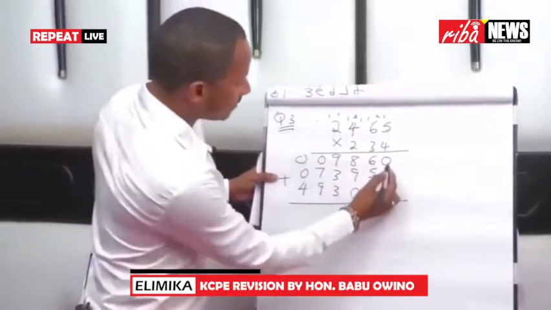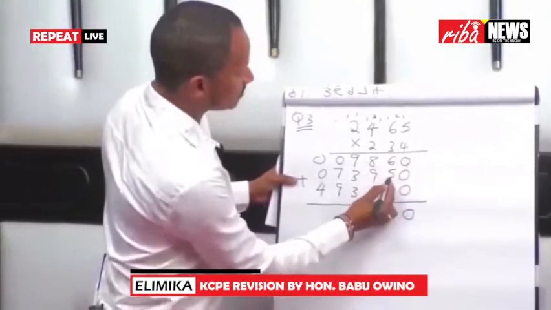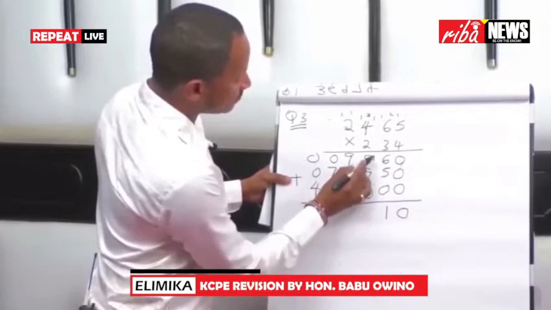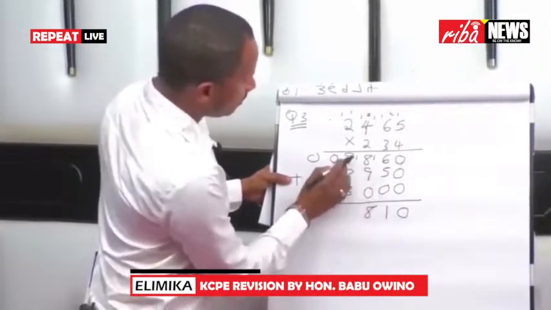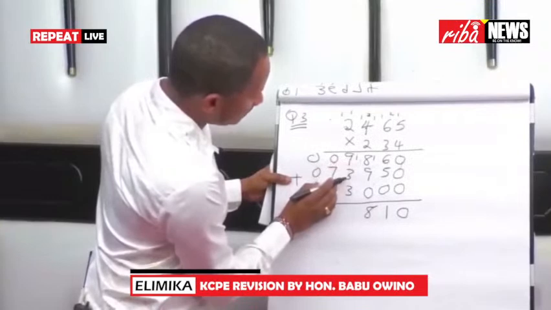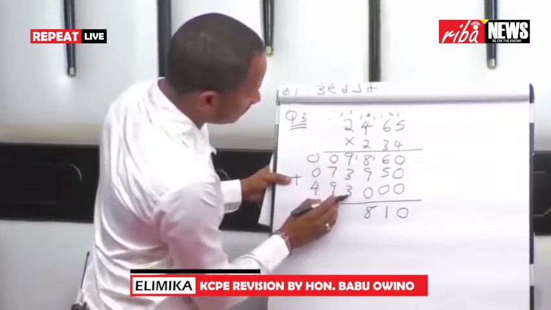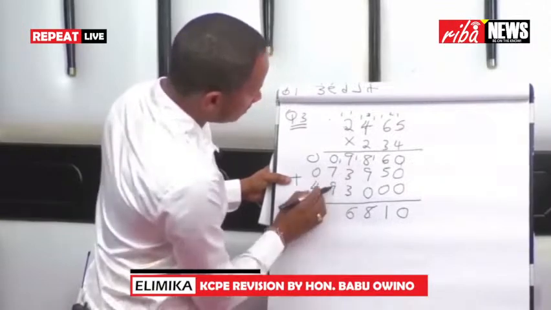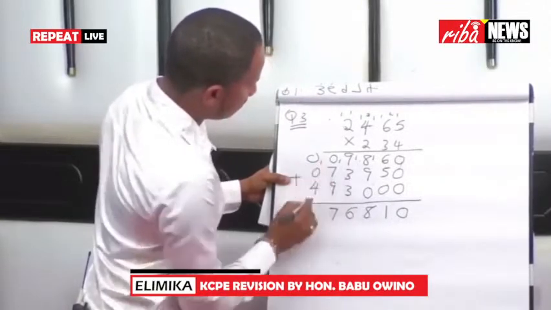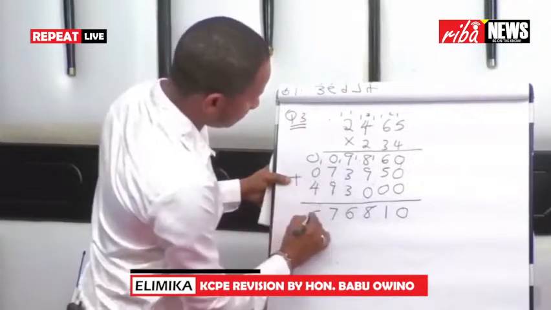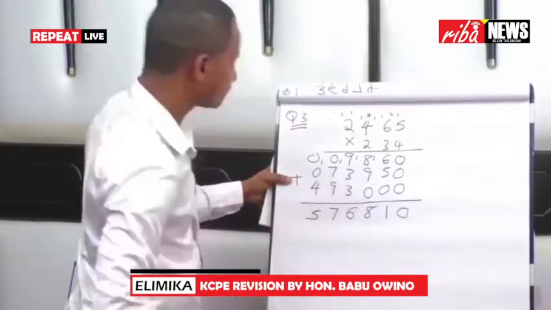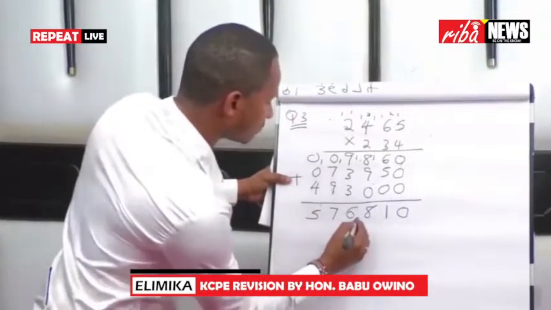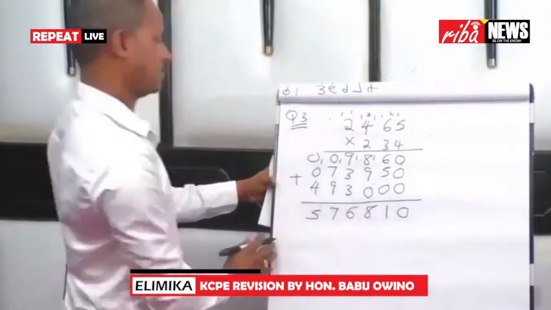Okay? So when we add them, 0 plus 0 is 0. 6 plus 5 is 11. 1 carry 1. 8 plus 9 is 17. Plus 1 is 18. 8 carry 1. 9 plus 3 is 12. Plus 3 is 15. Plus 1 is 16. 6 carry 1. 7 plus 9 is 16. Plus 1 is 17. Carry 1. 1 plus 4 is 5. So our number is 576,810.